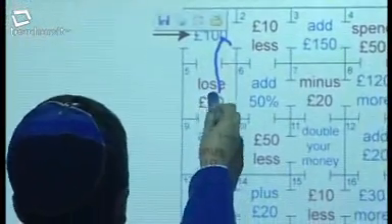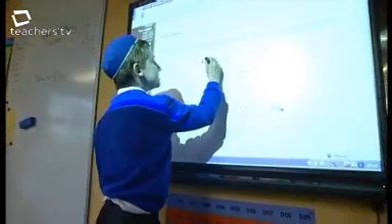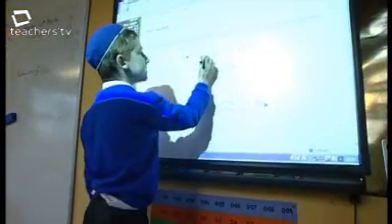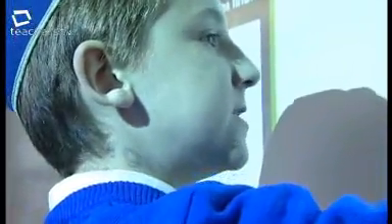And the idea on that particular one was to get through from the beginning of the maze to the end of the maze with the most money possible. £100, take away 10 equals 90. 240 take away 50 is 190.